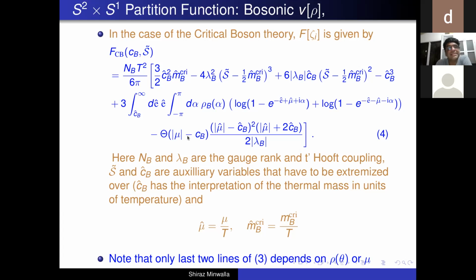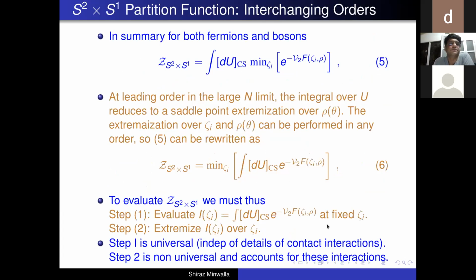And so this term is 0 unless the chemical potential is larger than the thermal mass. And when it's larger than the thermal mass, you get this extra term. It's a strange term coming only when the chemical potential is above the thermal mass. It's part of the universal part of the answer because it depends on the chemical potential. Okay, so once again, only the last two lines of this expression depend on either rho or on mu.